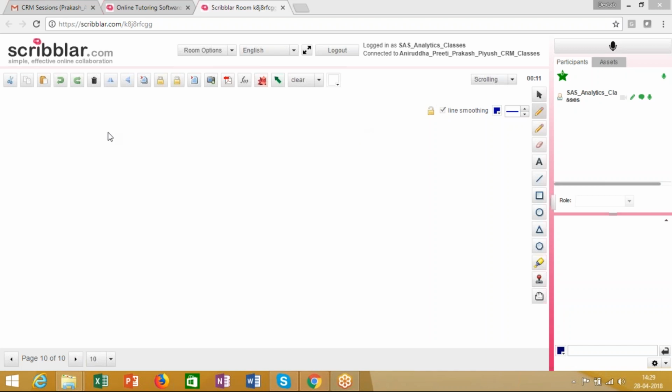Okay. So again, let's start off with the concept of the sampling distribution. The basic idea of sampling distribution was that you have these multiple samples which are collected.